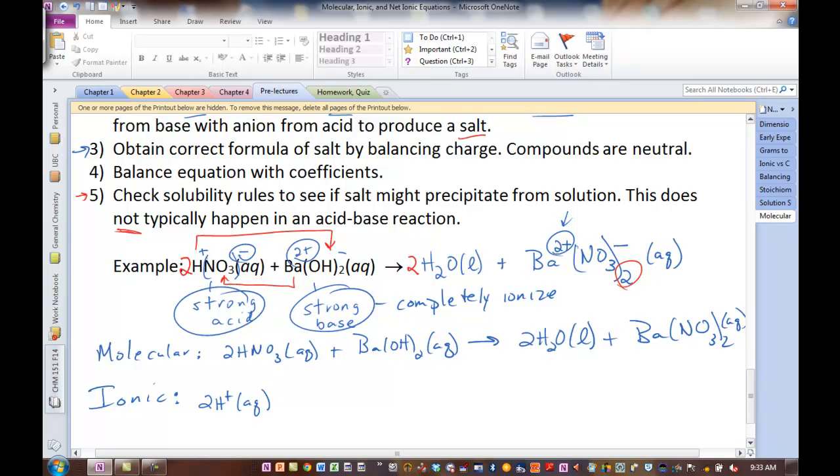Same thing for nitrate. Be careful. The subscript of nitrate is actually 1. There's only 1 NO3-, but we have a coefficient of 2. So 2 NO3-, 2 nitrates. Coefficient of 1 in front of barium hydroxide, so we have 1 barium ion.